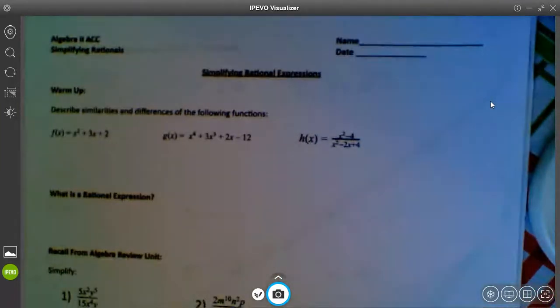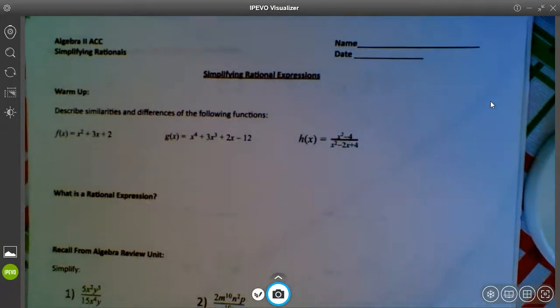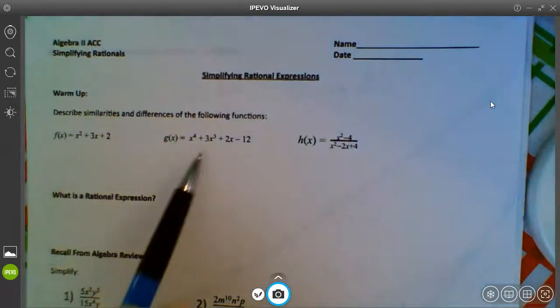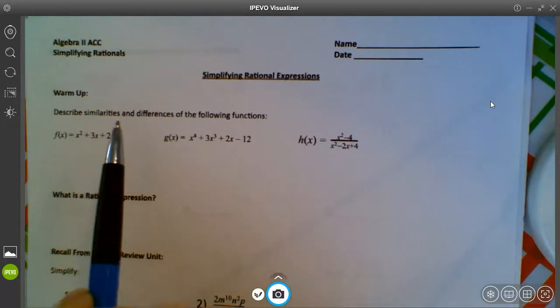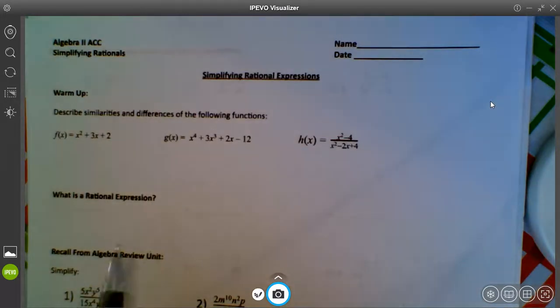Those concepts being factoring and domain. So before we start off, we're going to warm up. We're going to look at these three different functions. And I want you to describe some similarities and differences of the following functions. So take a moment and think.